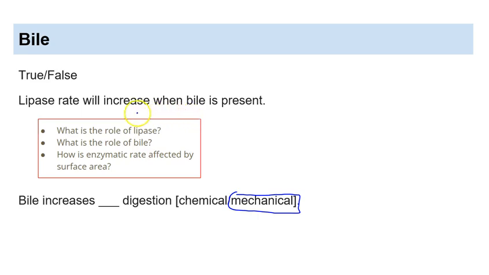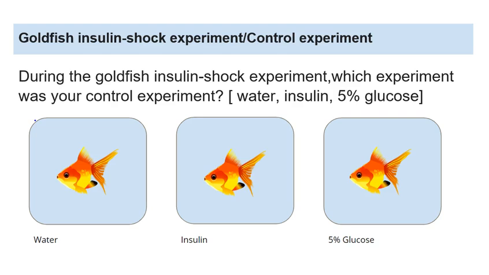Is it correct or not correct? The lipase, which is the enzyme, obviously depends on the action of the bile. When the bile is actively breaking down the fat, increasing the surface area, we expect the lipase enzyme rate would be increased as well. So the lipase enzyme rate will increase when bile is present, which is true.